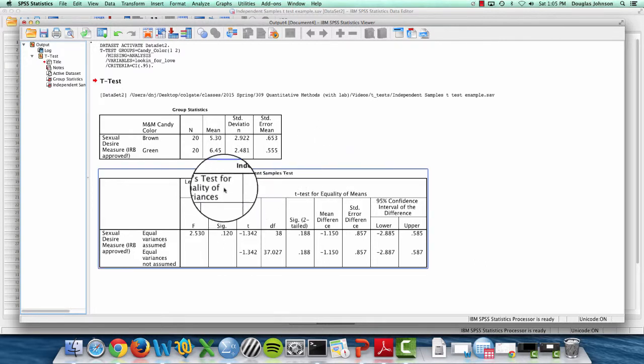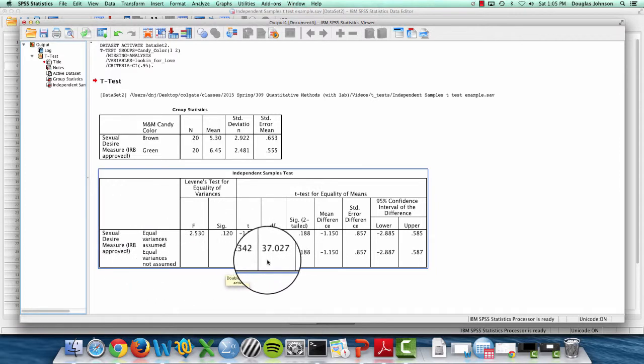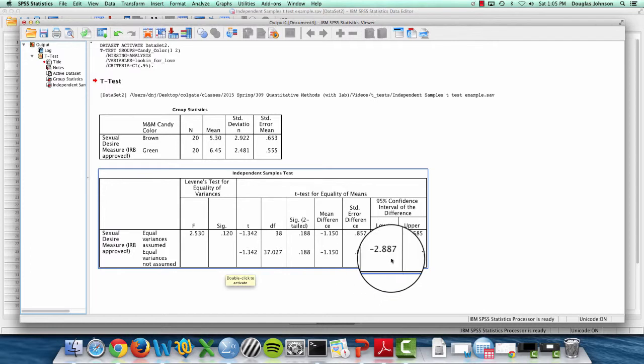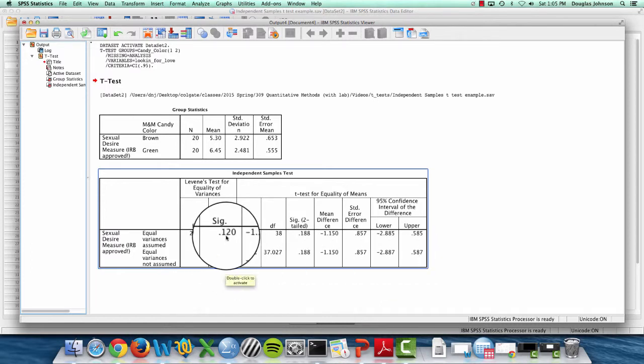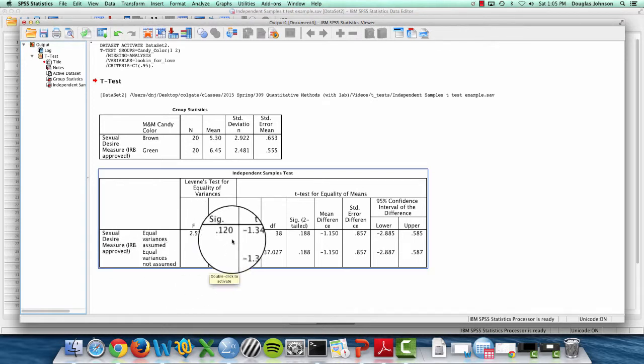Over here, we first see the Levene's test of equality of variances. If this were to be less than 0.05, it is not reasonable to assume equality of variances, and so we would be dealing with the adjusted degrees of freedom and this bottom row. But because our significance for the Levene's is greater than 0.05, we're safe assuming equal variances and can stick with the top row.